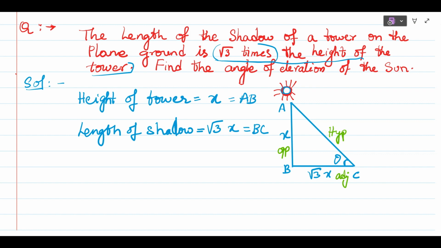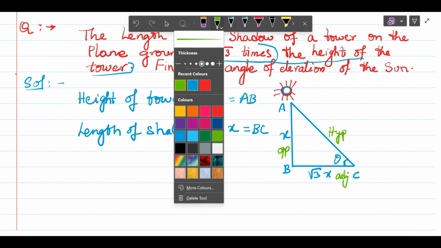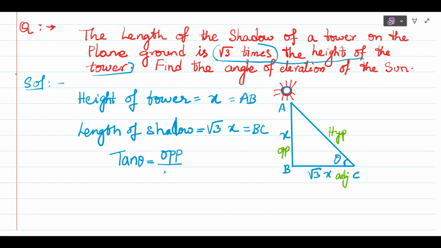Now we have the values of the opposite side and adjacent side of angle theta. So consider the trigonometric ratio which has opposite side and adjacent side. It is nothing but tan theta. Tan theta is opposite side by adjacent side, that is AB by BC. AB is x and BC is root 3 into x.